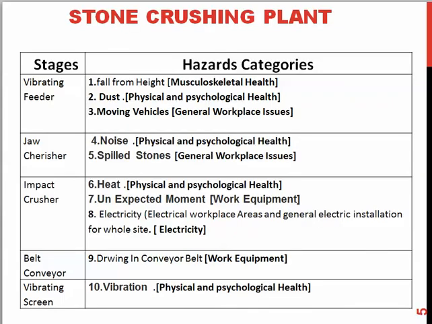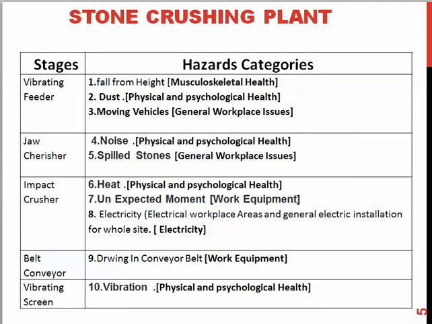So if we start from the vibrating feeder, number one hazard is fall from height, number two is dust, number three is moving vehicles, and in these three, categories of hazard are also covered. If we come over to the jaw crusher, there is noise and there are spilled stones. If we come to the impact crusher, number 6 is heat and unexpected movement, that is work equipment. So guys, four categories are covered in our 7 hazards.